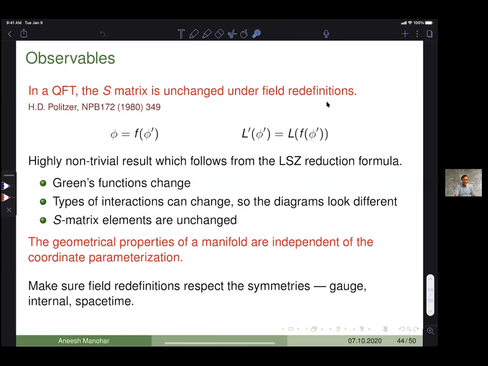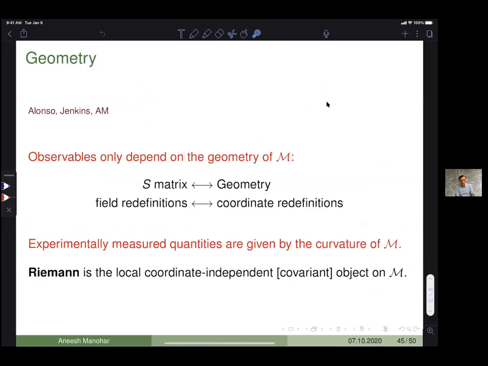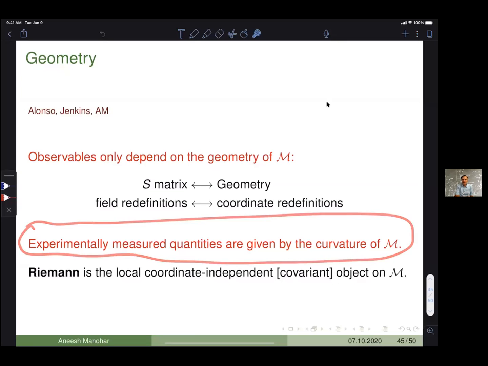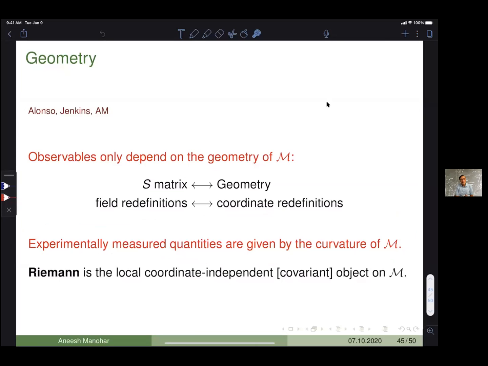What we did was we realized that in a quantum field theory, we know that the S matrix is unchanged under field redefinitions. Amplitudes can change, but the S matrix remains the same. The geometrical properties of a manifold are independent of the coordinate parameterizations. So what we're trying to do was to write observables in terms of geometric quantities. So we can write all the experimentally measured quantities in terms of geometric invariants of the manifold. And the first invariant you have on a manifold is the Riemann curvature tensor. And so you should be able to write the scattering amplitudes in terms of the Riemann curvature tensor.